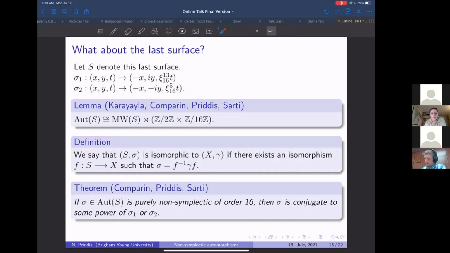This is the theorem joint with Paula and Alessandra. If sigma is purely non-symplectic of order 16 on, again, this last surface that I described, then it turns out sigma is conjugate to one of those two automorphisms. So the answer is yes, there's only one of each type.